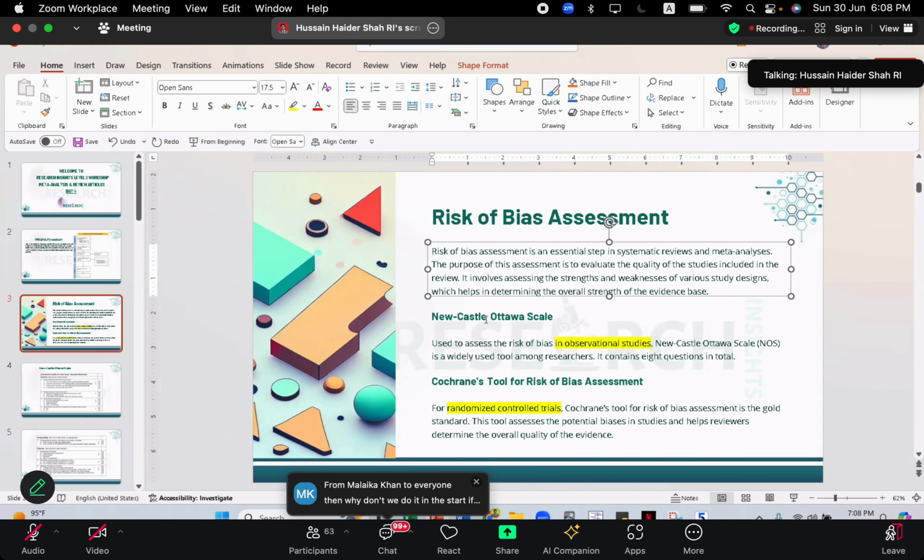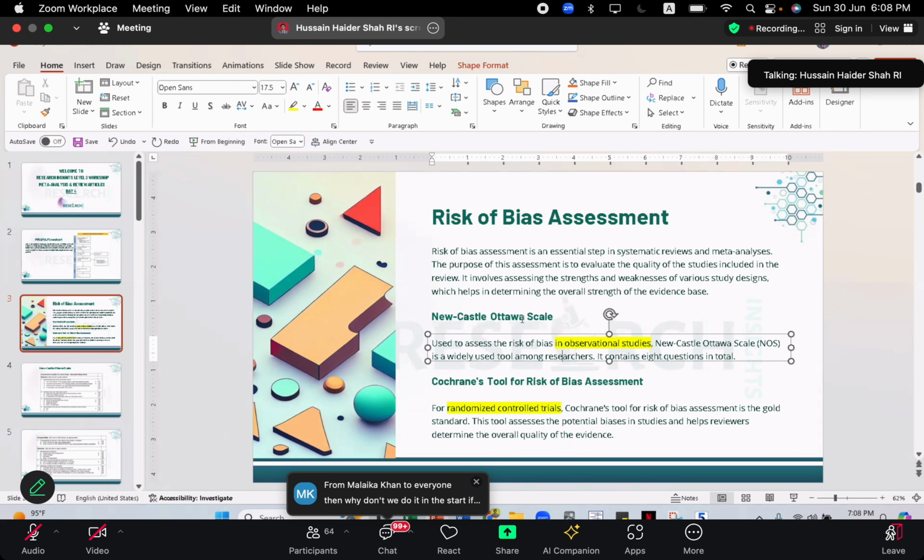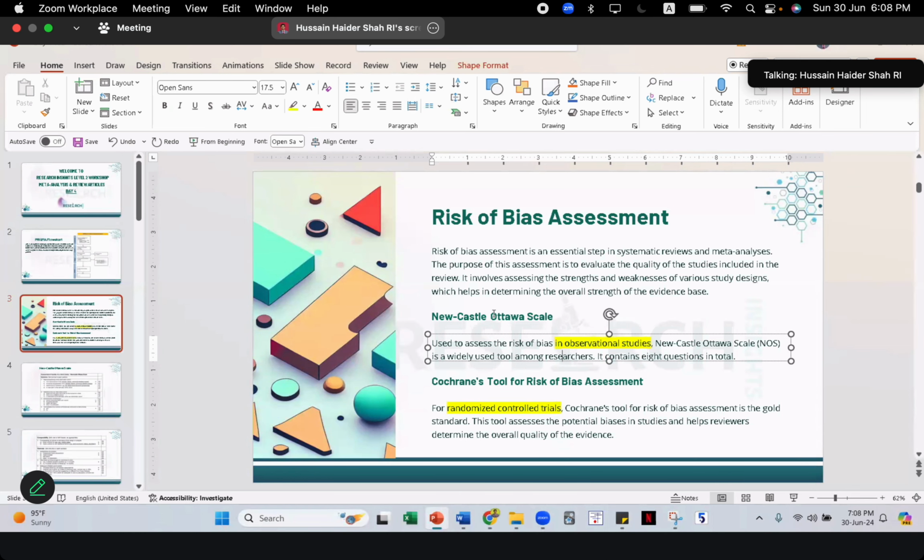But the most common tools, the most common scales which the journal accepts, are the Newcastle Ottawa scale, which is used to assess the quality of observational studies, and the Cochrane's tool for risk of bias assessment, or ROB tool, for randomized control trials.